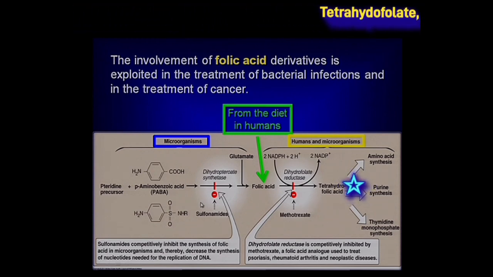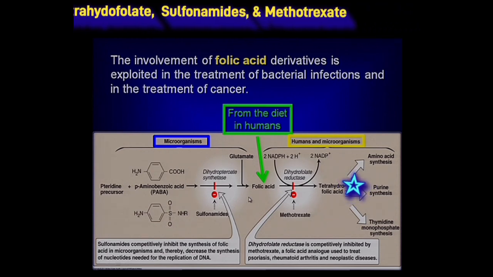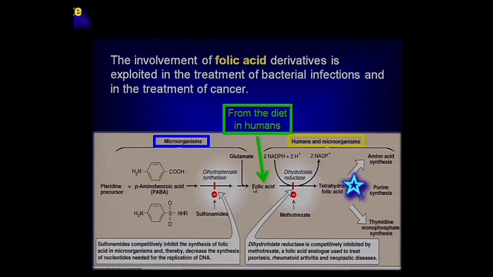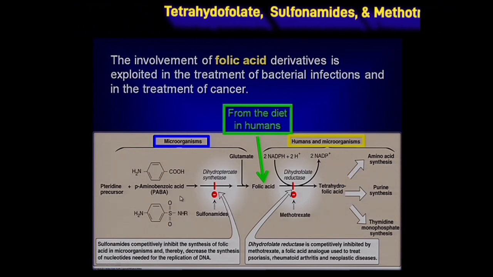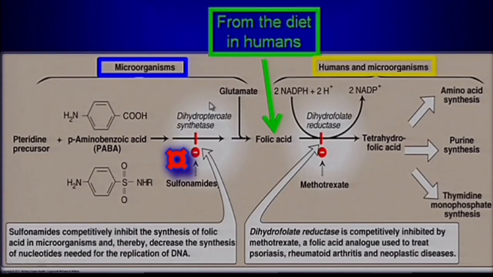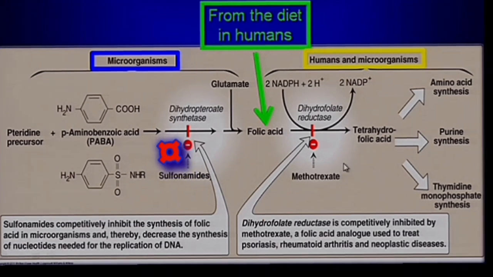So remember the 2 target enzymes. For microorganisms, because they have to synthesize their own folic acid, sulfonamides target dihydropteroate synthase and inhibit it, so they can't synthesize folic acid, and if they can't synthesize folic acid, they can't synthesize THF. In humans, we only have this enzyme. We get folic acid from the diet. Okay? Methotrexate inhibits dihydrofolate reductase that produces THF, the active form of folic acid.